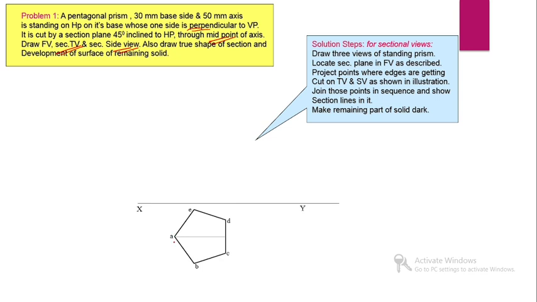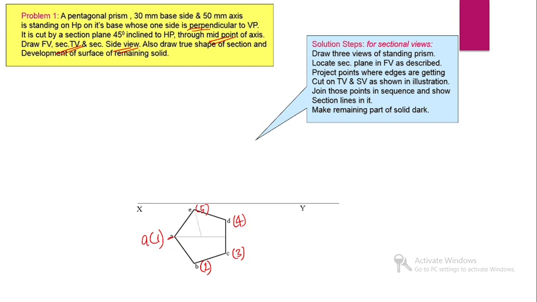Then for naming purposes we can choose the notation like this. Here this point is A in bracket 1, here B in bracket 2, C in bracket 3, D in bracket 4, then E in bracket 5. We can use this notation, that is more convenient. The top face of the prism is represented by letters and the bottom face is represented by numbers. That is the more suitable method.